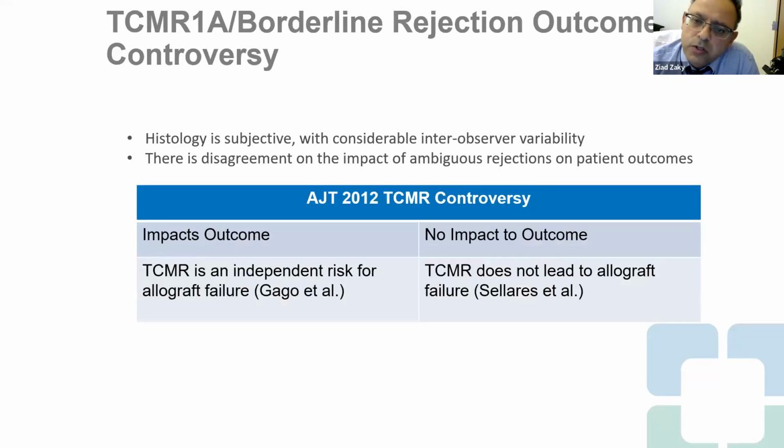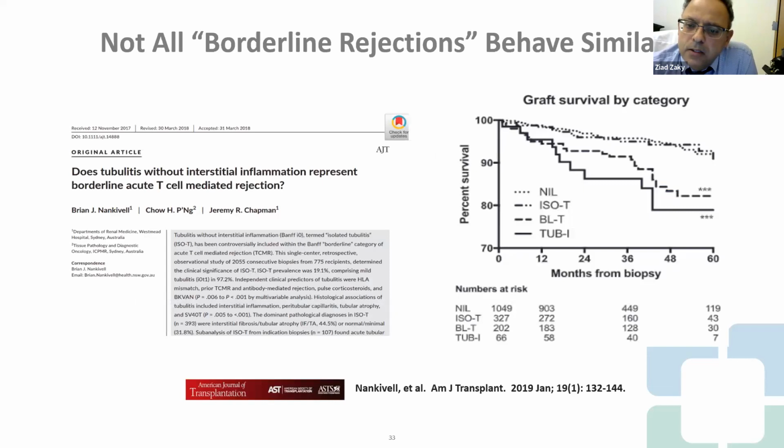Now, there's always this controversy about those cases of borderline or T-cell mediated rejection 1A. Should we or shouldn't we treat? And there's a debate about this. So in the next slides, there are more recent studies showing that the borderline rejections are not behaving similarly. And maybe if you have I0T1 versus I1T1, you may have worse outcome in terms of graft survival.